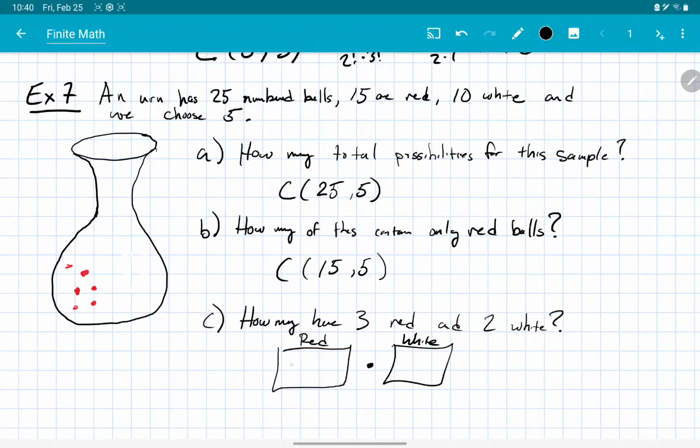For the red balls, this is, of course, C(15, 3). We're choosing 3 red balls from the 15. And for the white balls, we are choosing 2 from 10. So combination 10, comma 2. This first one, I actually have it written down. This is 455. And this one is 45. So this turns out to be 20,475. So there's 20,475 ways of choosing 3 red balls and 2 white balls.